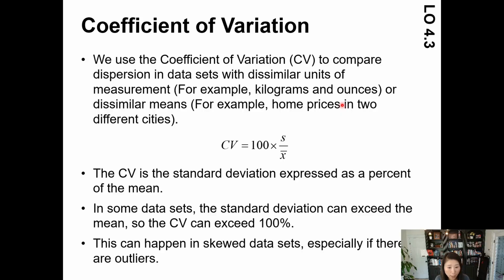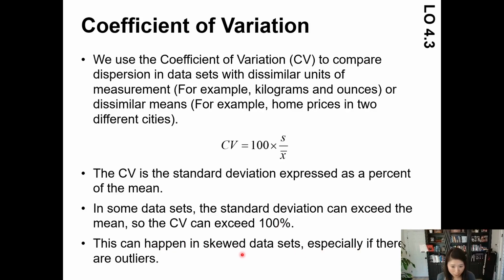For the CV, we don't have an Excel formula directly available to calculate it. Basically, you calculate it based on the formula I'm showing you on this PowerPoint. We use S, the standard deviation, divided by the sample mean, times 100. So the CV is measured as a percentage. The CV is the standard deviation expressed as a percent of the mean. The CV can exceed 100%, which can happen in skewed data sets, especially if there are outliers. You should think about that when interpreting the CV.